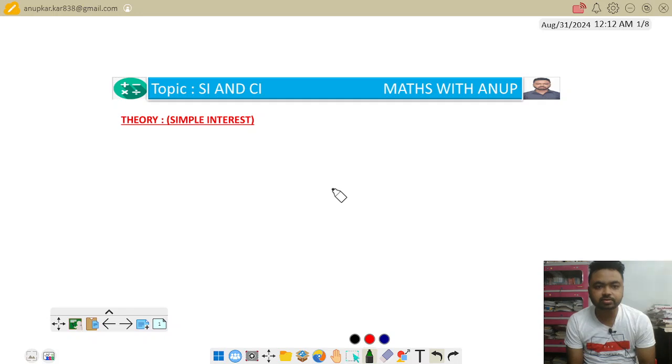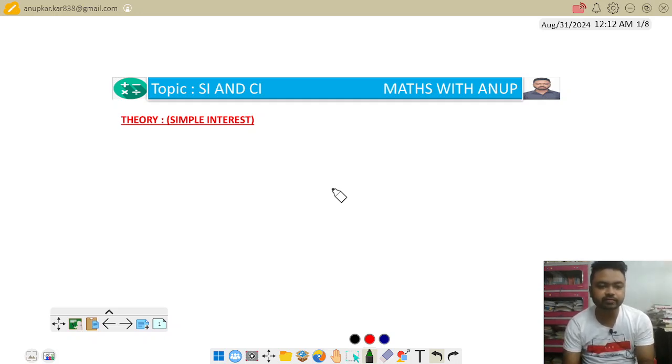So we are going to understand the topic simple interest and compound interest. Simple interest का मतलब है साधारण ब्याज और कंपाउंड इंटरेस्ट का मतलब है चक्रवर्ती ब्याज. So without any delay, let's get started.